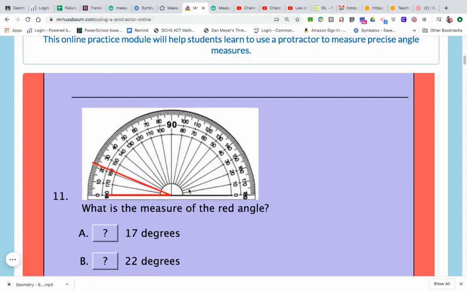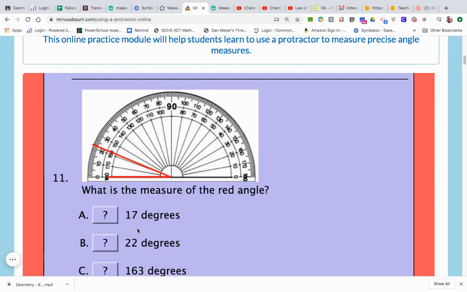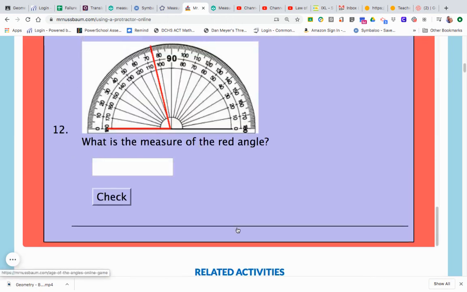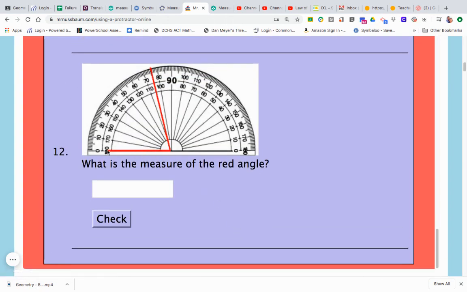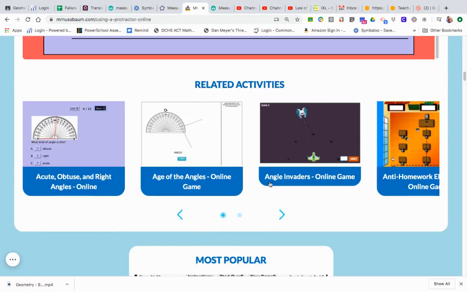All right. This one, that's a real acute angle. All right, so 163, those two don't make sense. So is it 17 or 22? Well, if I'm using the top ones, that's 10, 20, and then 2 past that. So that would be there. And one more. Initial side here, running through 0, so that would be about 75. All right, and we made 100. Okay.